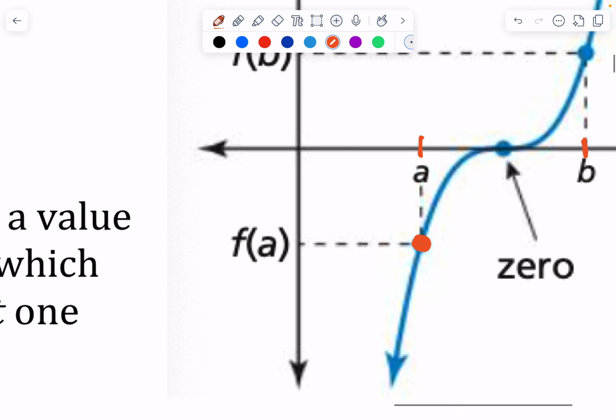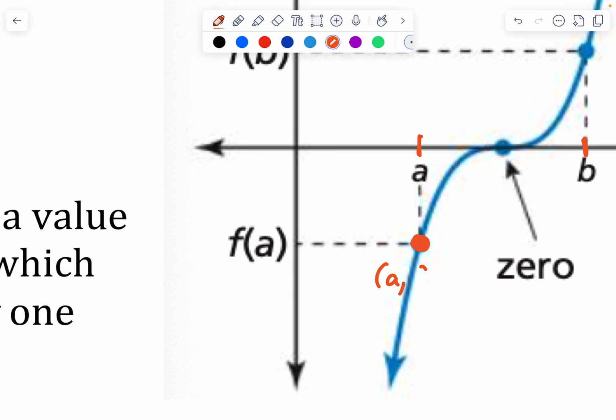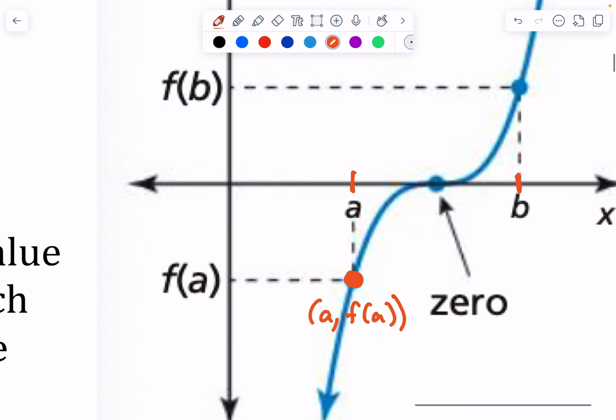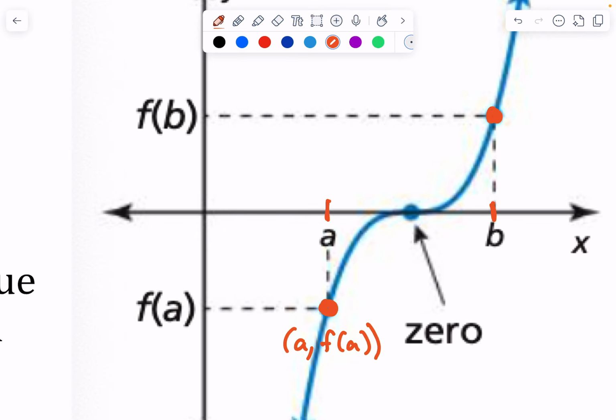So this point here, I could write as (a, f of a), and this point here, I could write as (b, f of b).